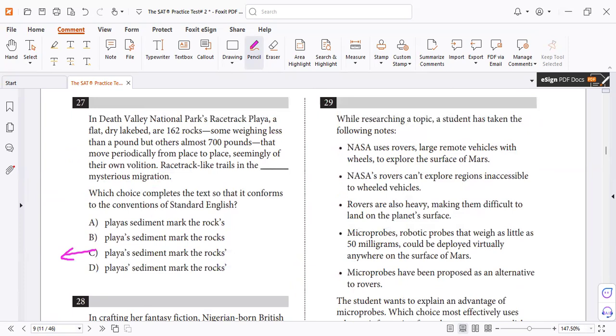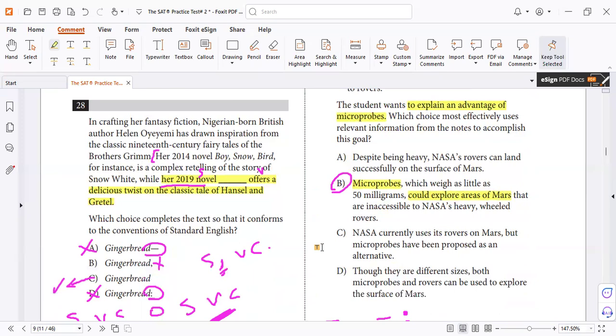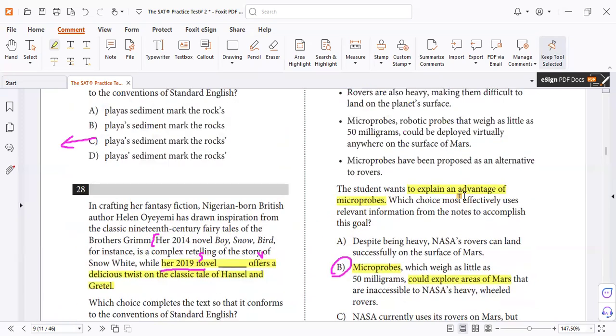Now, number 29. 29A? No. 29, it's letter D, because he said we need only the advantage. Find the advantage. Look, microbes could explore areas of Mars that are inaccessible to NASA's heavy wheeled rovers. Yes, advantage. So it's letter B. That's why. Focus on what it needs only. Now, my friend, next one.